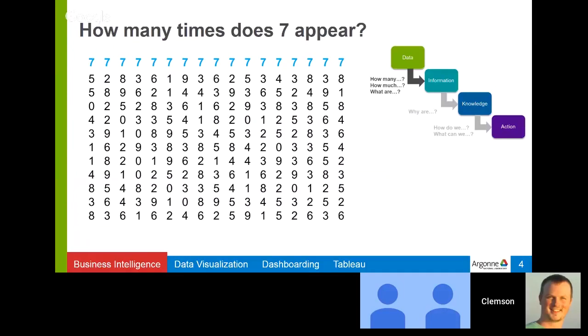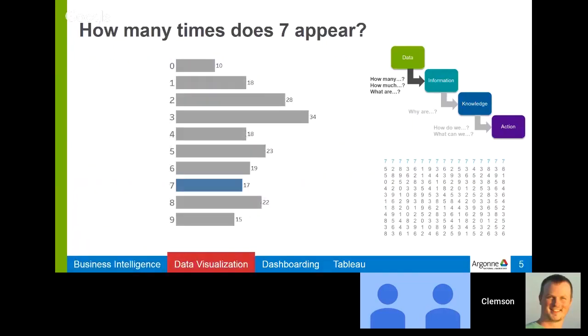An even better way to figure out how many sevens are in the data set is to count them and put them in a bar chart. We can do that here. We can see that there are 17 sevens in this data set. There are 34 threes. There are 28 twos. This sort of graph consolidates all of the information contained within that data and makes it very easy to read right away.